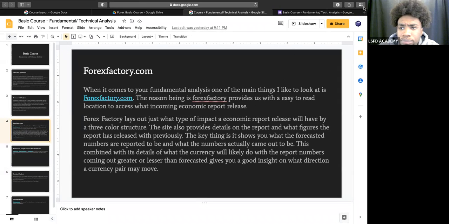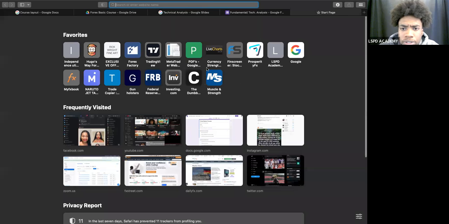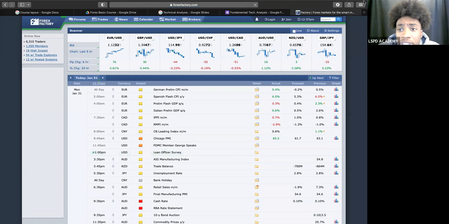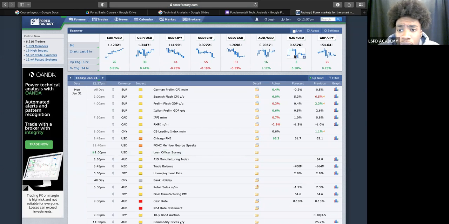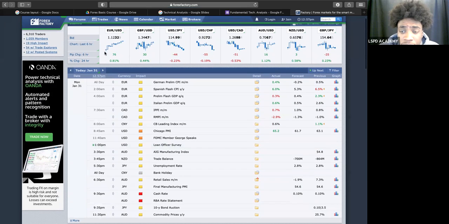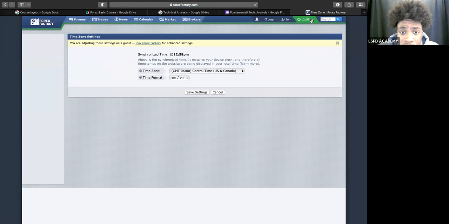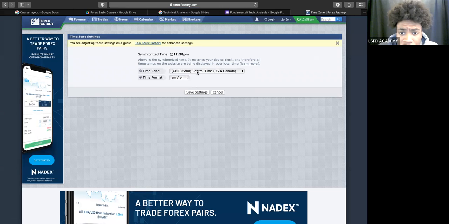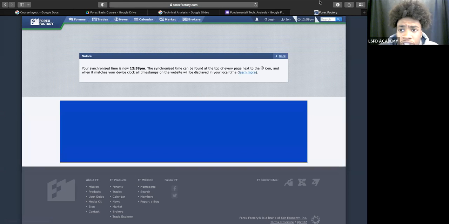So let's pull up Forex Factory really quick. All right, boom. And today is Monday. So with it being Monday, it shows us the date, right? Also shows us the time of release. And sometimes you got to double check because the time will get messed up, at least I know it does for me. So you would just click on this time, enter your time zone. I'm Central Time. So save, and just make sure it's calibrated.